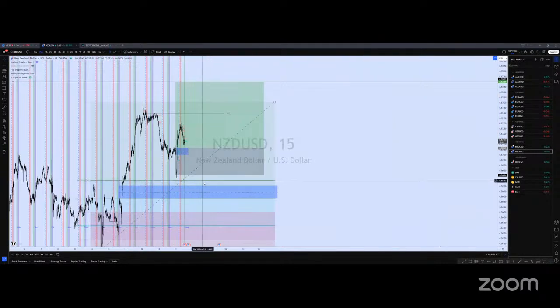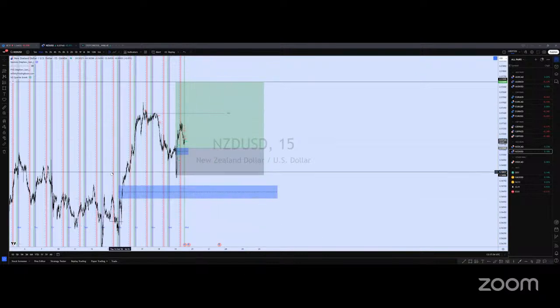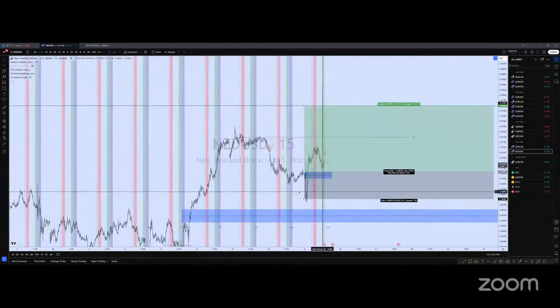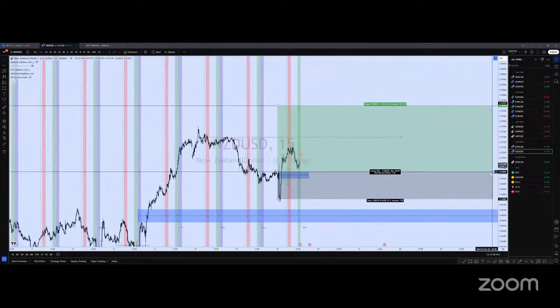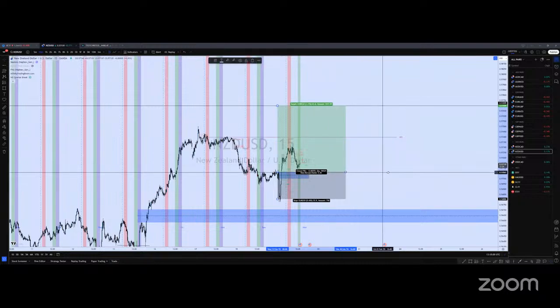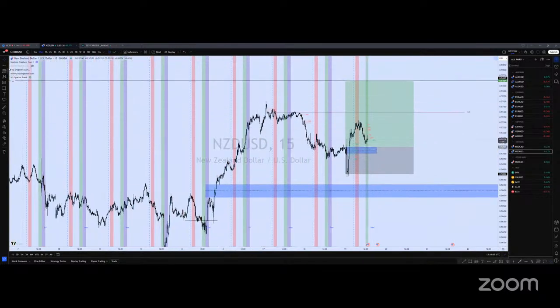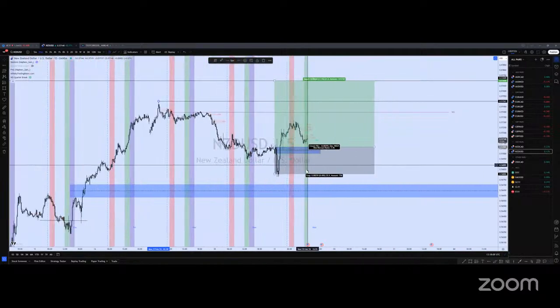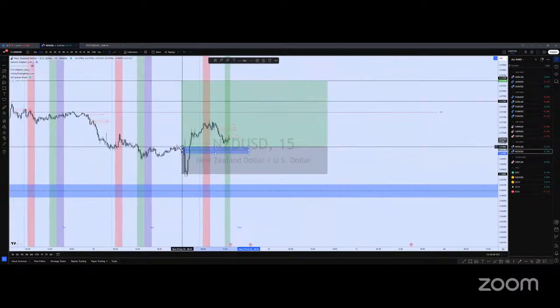So we can get rid of this one for now because price couldn't get to that level. So that would be the new trade idea going forward, right? But you can take some partial out when price gets above that high. Okay. So that's pretty much that for the New Zealand dollar.